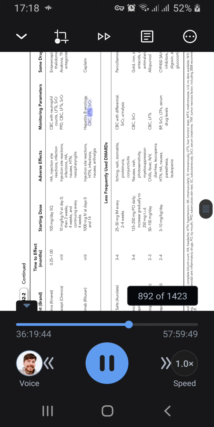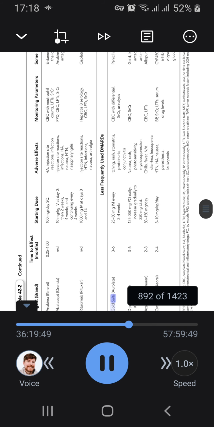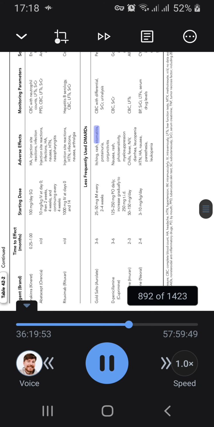Less frequently used DMARDs: gold salts, Myochrysine, 3 mg, 25 to 50 mg IM every week; itching, rash, stomatitis, proteinuria, conjunctivitis; CBC with differential, SCr, urinalysis. D-penicillamine, Cuprimine, 2 to 4 months, 125 to 250 mg PO daily, increase gradually, 250 mg TID; nausea, rash, myelosuppression, photosensitivity; CBC, SCr; gold, iron, zinc, antacids, digoxin, antimalarials.